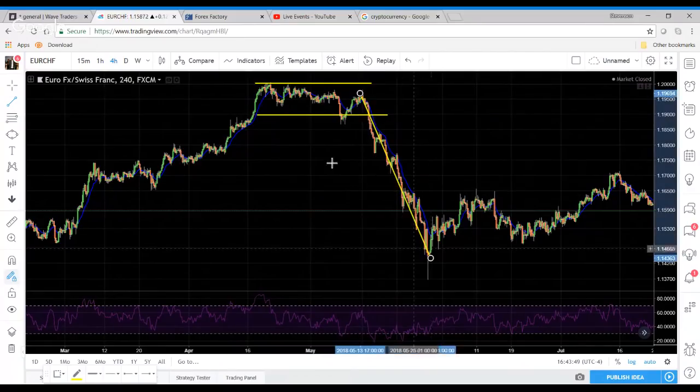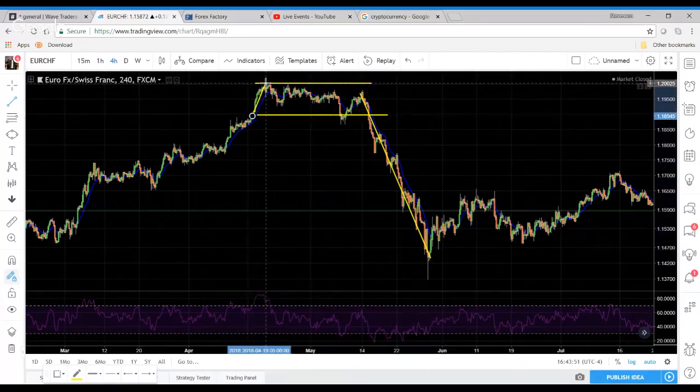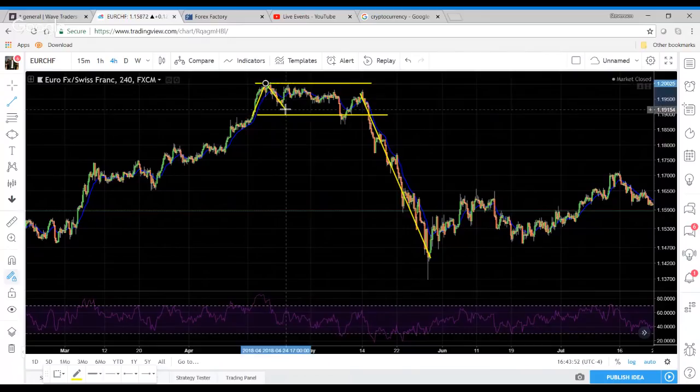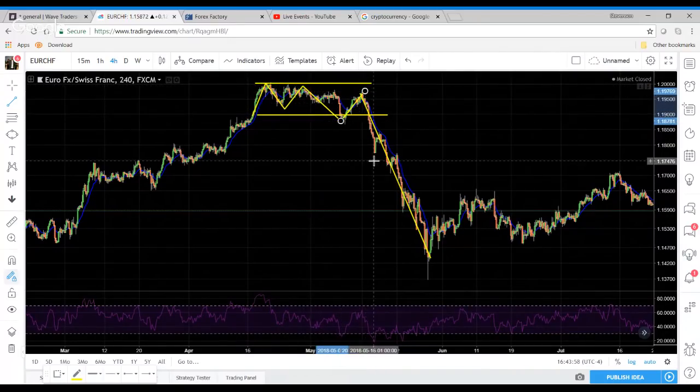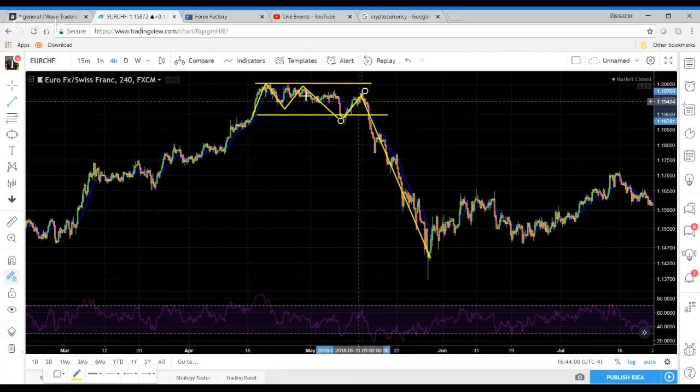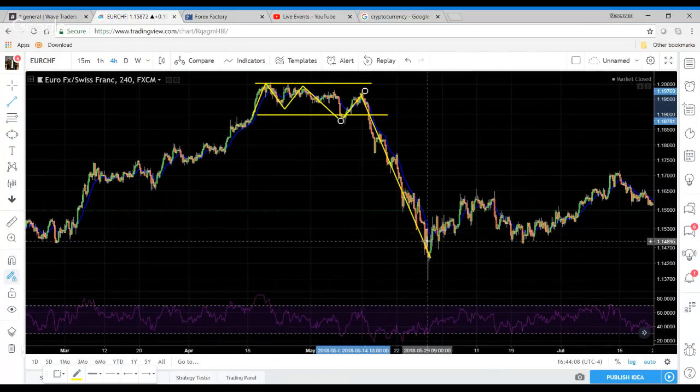Right before that big drop, what do we have? Price came up, price came down, came up, came down, came up, and then finally dropped. So if I'm looking for a sell, I'm trying to sell as high here as possible. Right? Price just missed it, but boom.